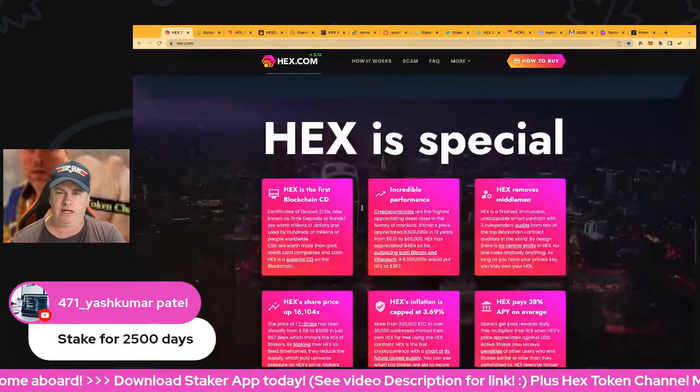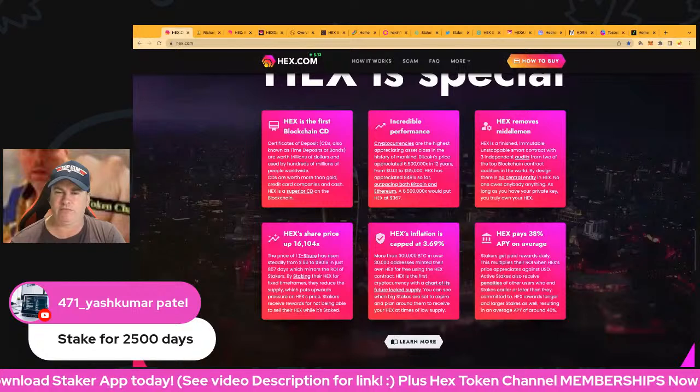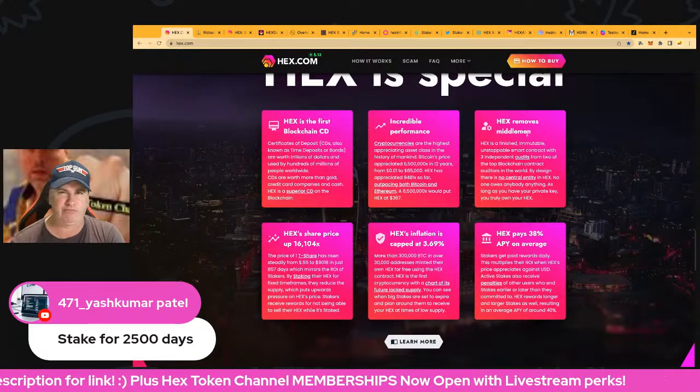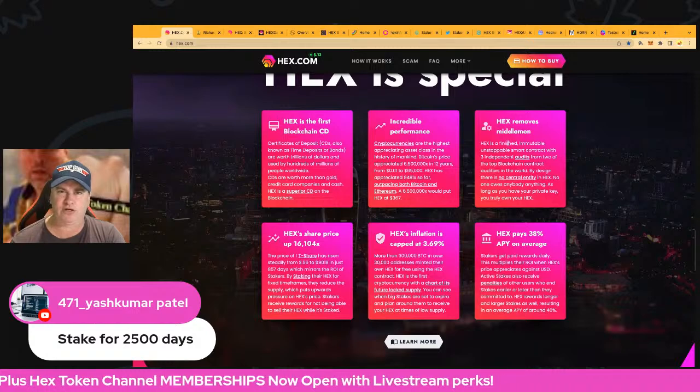Very, very cool. You've got some of the highlights there. Hex is the first certificate of deposit on a blockchain. Incredible performance. Hex removes the middleman, which is really cool. Get rid of the bank. Who wants a bank? You just deal with the contract, and you mint your own returns on there.